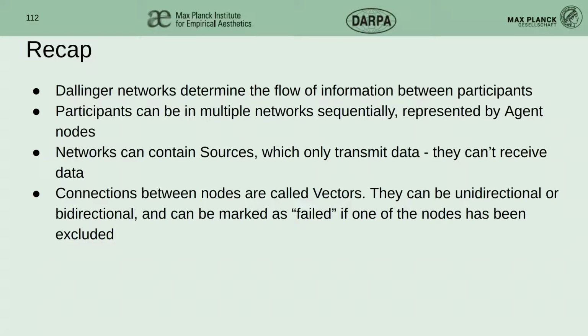Connections between nodes in Dallinger are called vectors, and they can be unidirectional or bidirectional, meaning when A is linked to B, that could imply that also B is linked to A if it is bidirectional, or in the unidirectional case, when A is connected to B by a vector, that does not mean that B is connected to A. And importantly, those vectors can be marked as being failed if one of the nodes has been excluded. This is a way to mark, usually for your own bookkeeping and for later recruitment and insertion of nodes into networks, where they can actually be linked up.